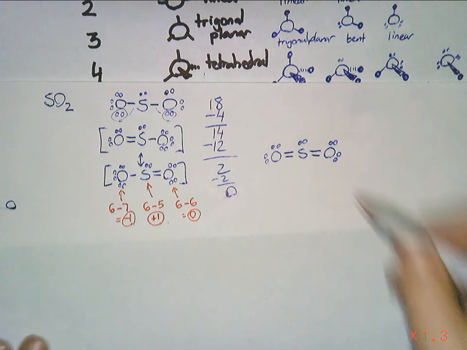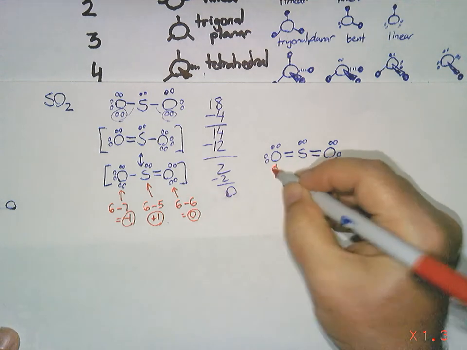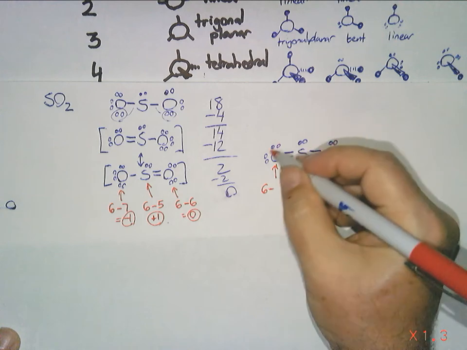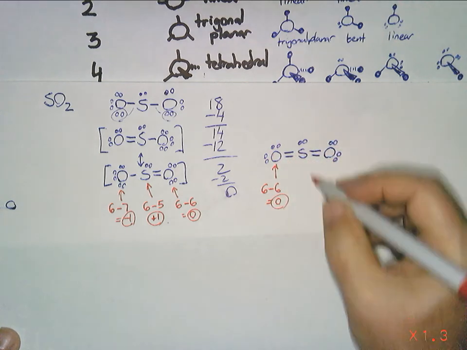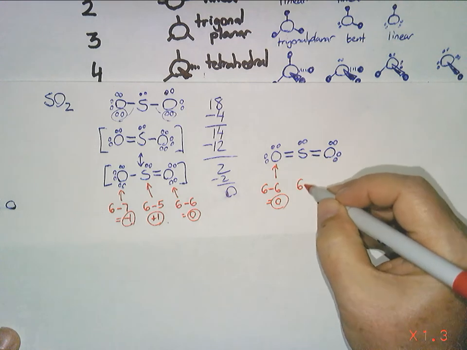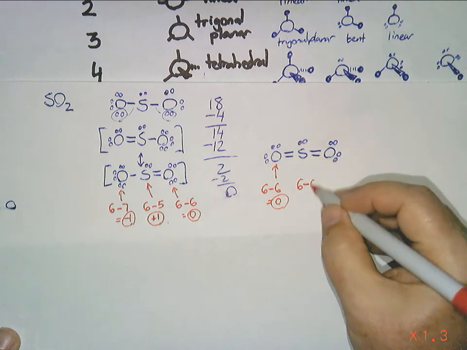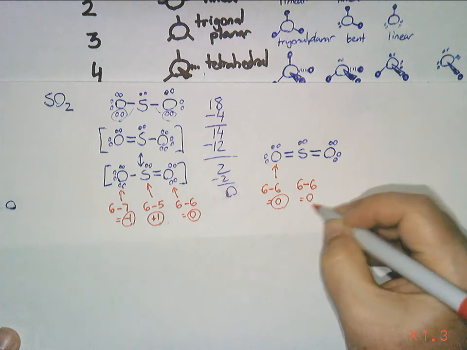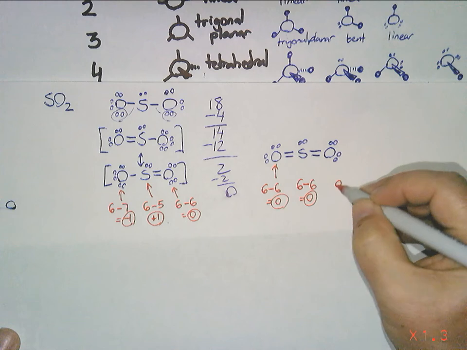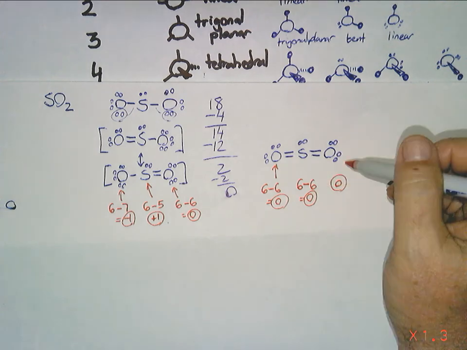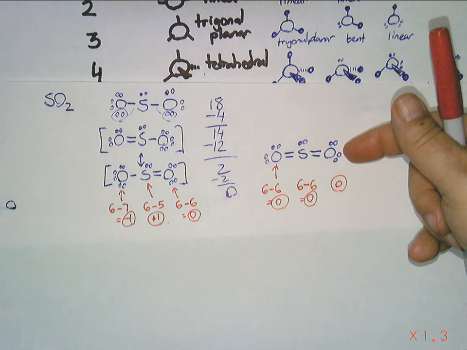Let's check out the formal charges to be sure that I've really made things better. This oxygen will have 6 minus 1, 2, 3, 4, 5, 6, 0 formal charge. This sulfur has 6 on the periodic table minus 1, 2, 3, 4, 5, 6, sticks and dots, is 0 formal charge. And then this oxygen is the same as that one, so it will have 0 formal charge. Now all the formal charges are 0. This is clearly a superior structure for SO2.